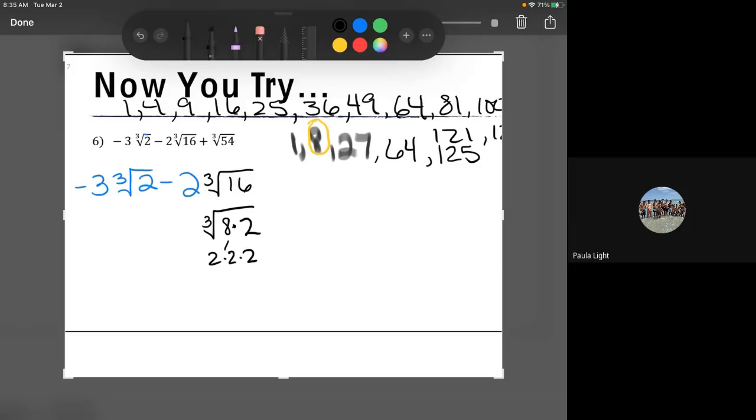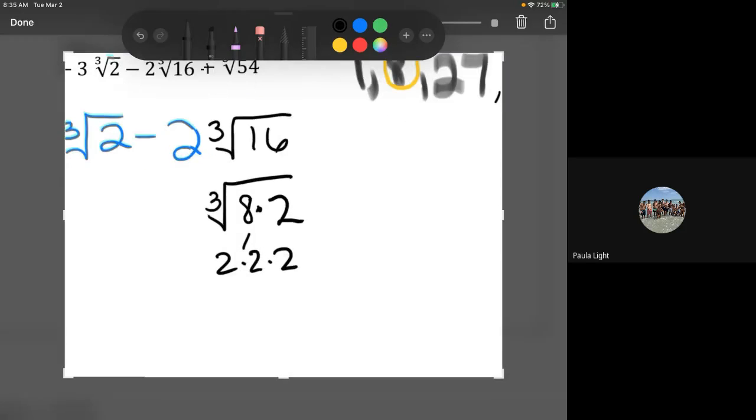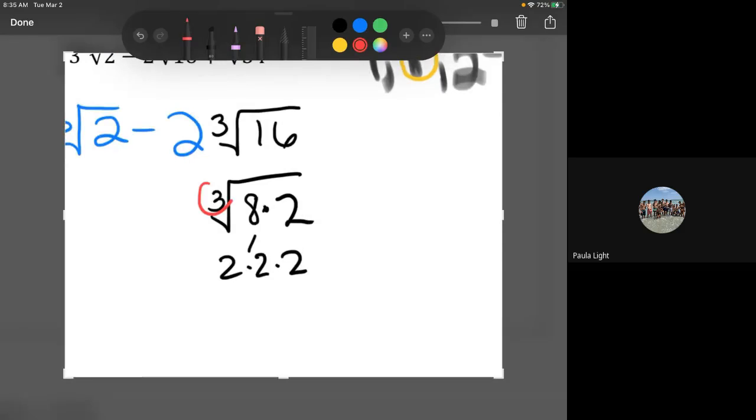See, this is called your indice right here, this little number. It tells you you're looking for sets of triples. If it's just a radical symbol like this, it's assumed to be what number in that little area? A 2. So you're looking for pairs. See the difference? But it follows the same logic. Okay, so since we have triple 2s, a 2 gets to come out.